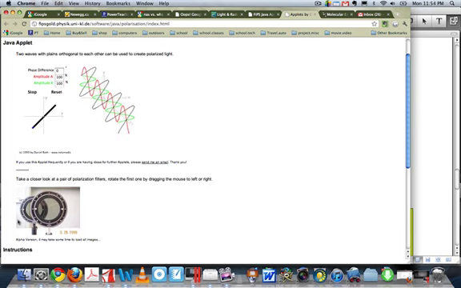And that, my friends, really summarizes polarization filters and the process of polarization. There's not a lot to it, just simply a little bit on the orientation of the waves.